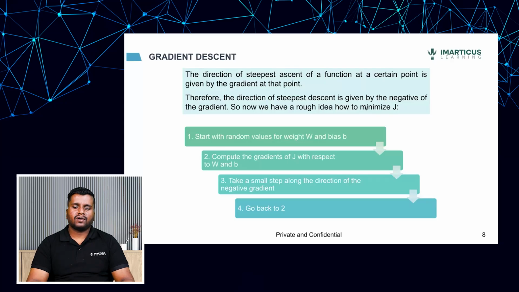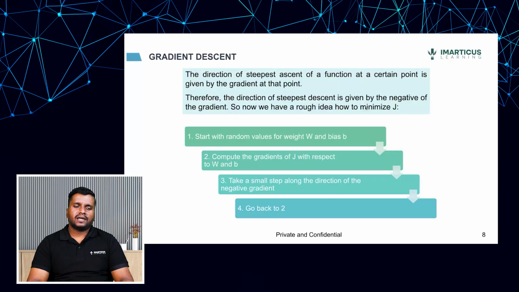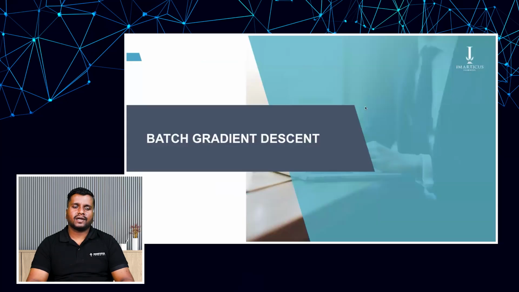We take a small step along the direction of the negative gradient, and we keep doing this again and again until we converge to a local minimum. So this is the entire process of gradient descent. Now there are certain versions of gradient descent.